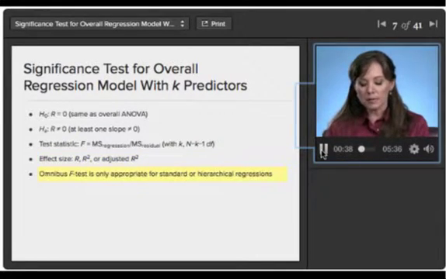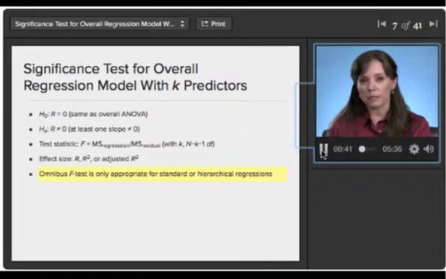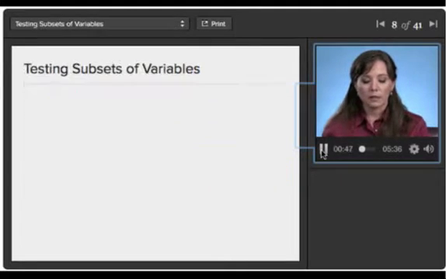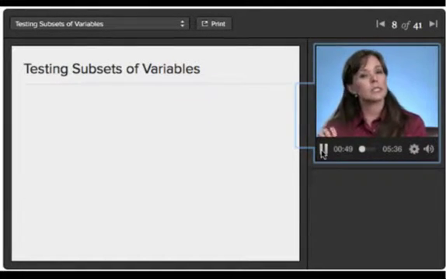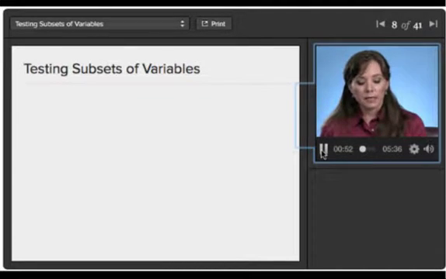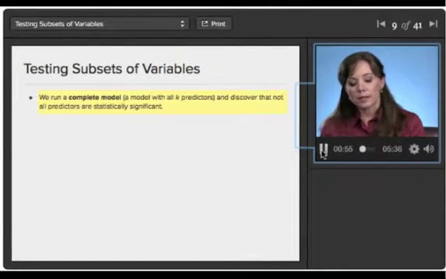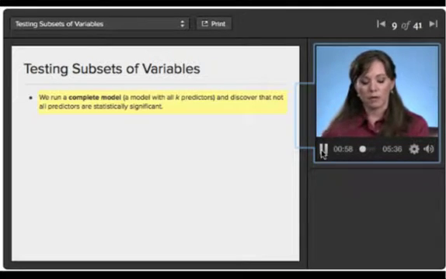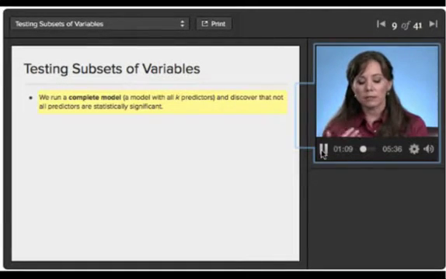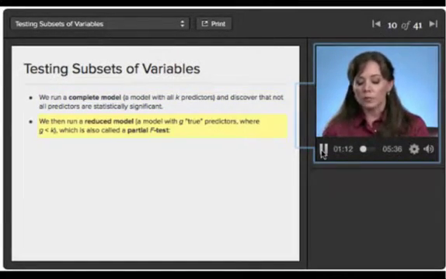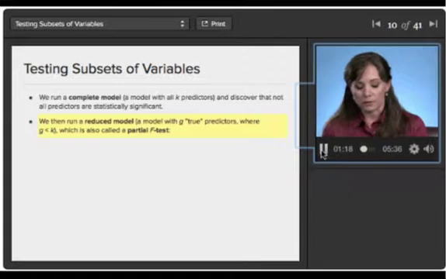Now note that this omnibus F-test procedure is appropriate only for a standard regression. This is where we start, but it's certainly not where we finish. Now let's suppose that we want to test for a certain subset of variables in the model. Let's say that we've run a regression model, the complete model, with all k predictors in the model, and we discover that some of those predictors are not statistically significant when we look at their individual test for each slope. So we want to look at a reduced model with only g of the k predictors, obviously g is going to be less than k in this case, included in the model.